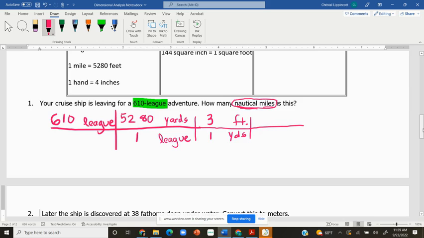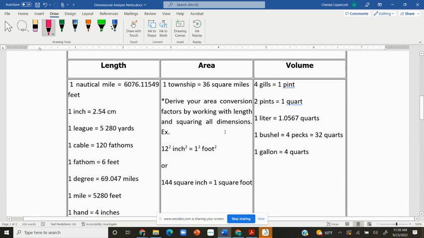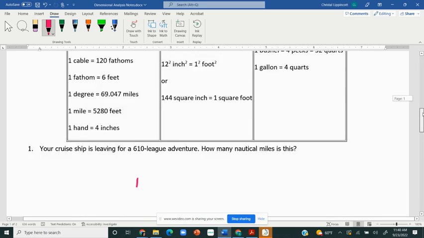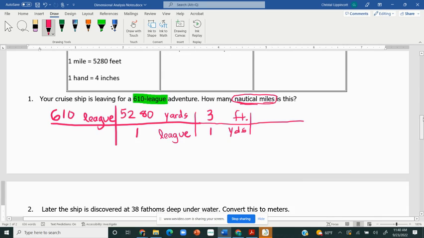I need to keep going. Now I can grab that last conversion factor from up here. I can grab this guy and bring him down. Feet on the top or the bottom? Bottom. Opposite side always. And I'm going into nautical miles now. Now I'm going to go back and write in my numbers. 1 and 6,076.11549.